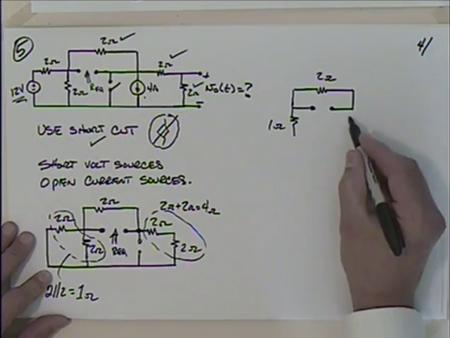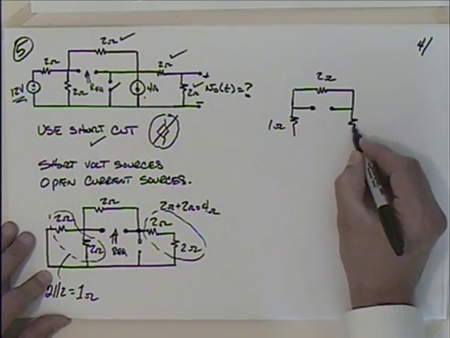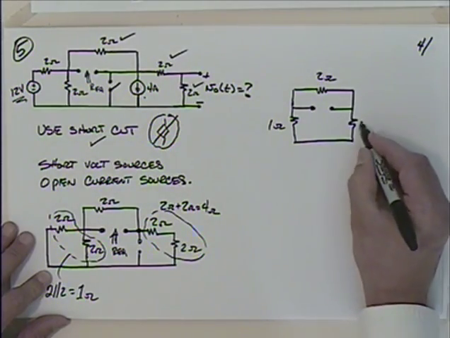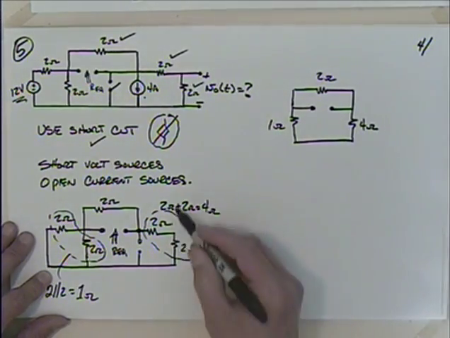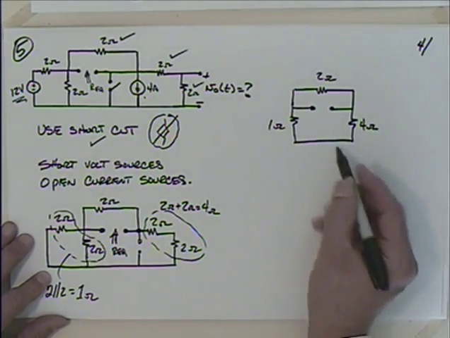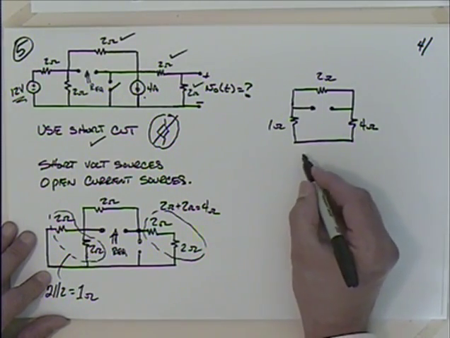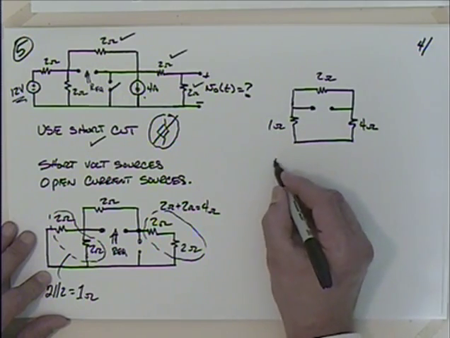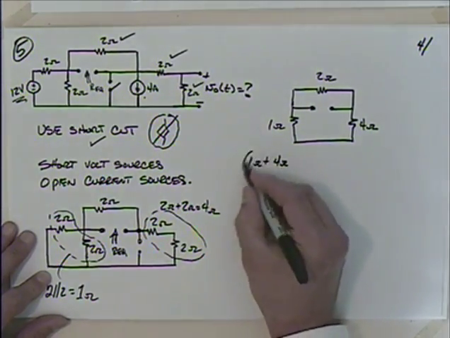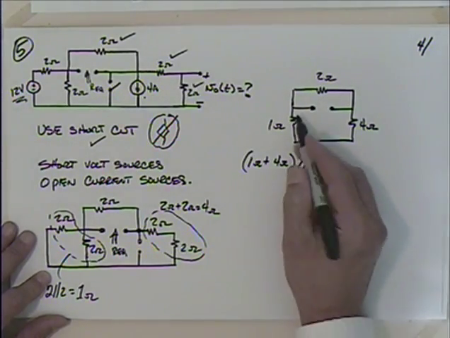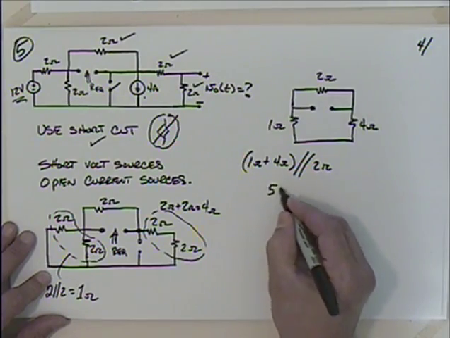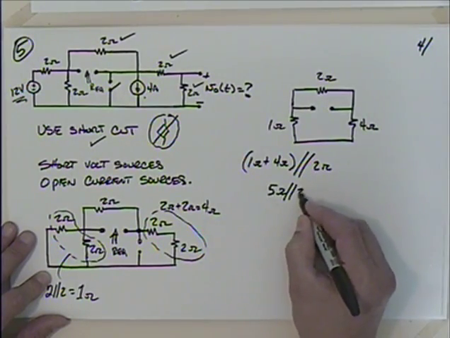And then what do I have here? This is open, so I'm just going to have something like that, where I have 4 ohms. So I got those 4 ohms, that 1 ohm. These are in series, so I can say that I have essentially 1 ohm plus 4 ohms. And that's going to be then in parallel. This series combination is in parallel with 2 ohms. So I have 5 ohms in parallel with 2 ohms.